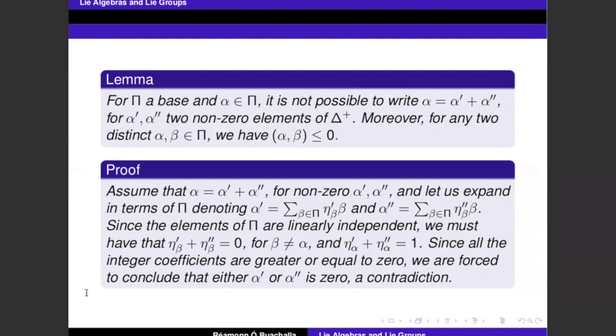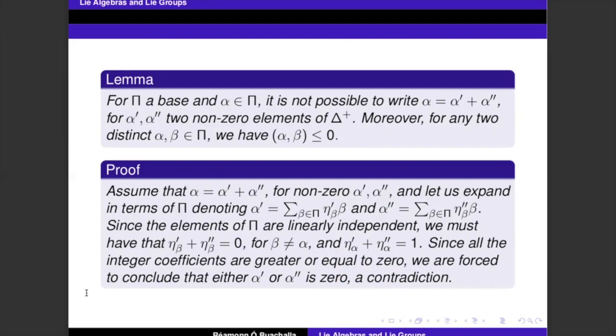Moreover, what we know is that whenever alpha and beta are two distinct elements of Pi, two distinct simple roots, then we have that the inner product of alpha and beta is less than or equal to 0. That will come as a consequence of the fact that they're simple, that we can't break them up into the sum of alpha prime and alpha double prime. So how do we show that they're simple?